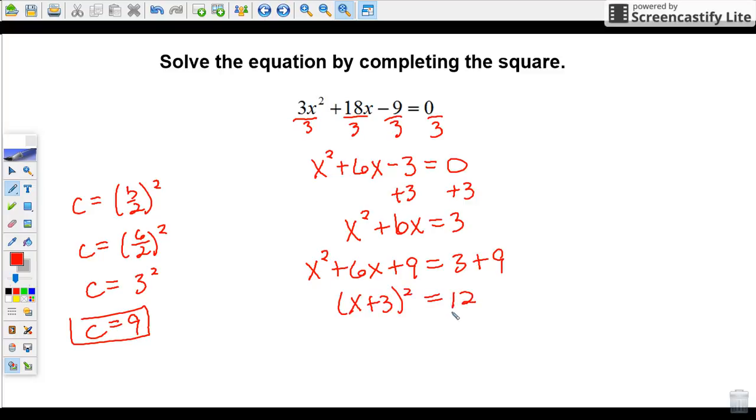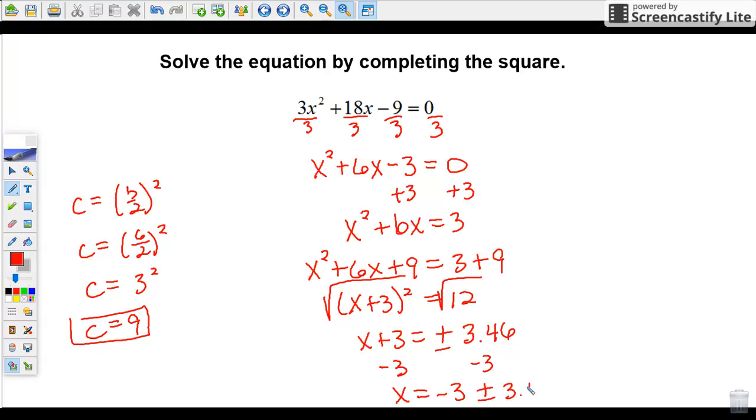Over here we have 12. Now we take the square root of both sides. That leaves x plus 3. The square root of 12 is plus or minus 3.46. So now I'm going to subtract 3. x is going to equal negative 3 plus or minus 3.46.